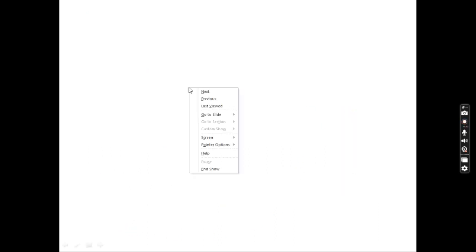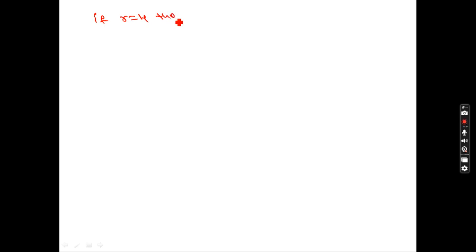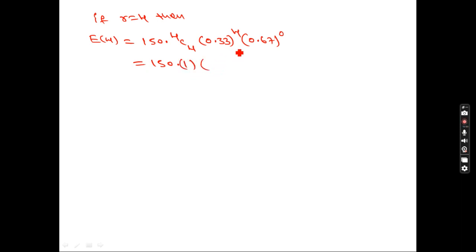In the next slide, again I'm taking the pen option. Now, if r equals 4, what is the expected value of the fourth frequency? Here we take 150 into nCr, n means 4, C 4, and p power is 0.33 power 4, and q power is 0.67 power 4 minus 4, which is 0. You already know 150 into 4C4, the answer is always 1, into 0.33 into 0.33.